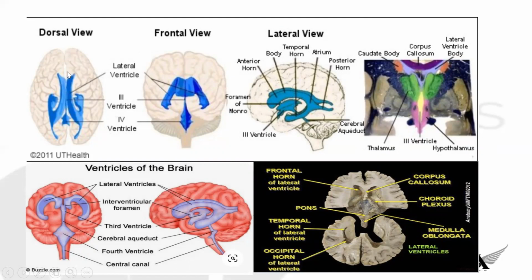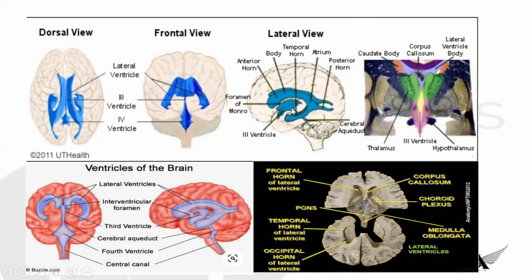So this is the dorsal view. This is the first picture I have told. Brown thing, this is the green thing. So these are the lateral ventricles. This is the third ventricle, and this is the fourth ventricle. This is the frontal view, okay, and this is the lateral view of the lateral ventricle.